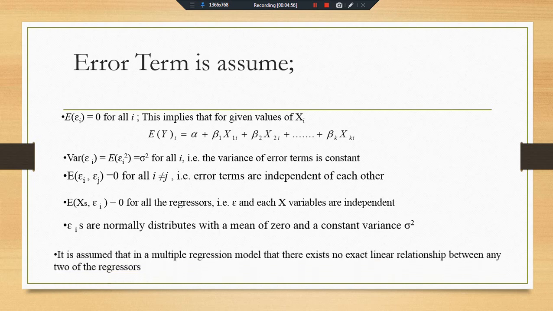Last one. It is assumed in a multiple regression model that there is no exact relationship between the independent variables, any two or more independent variables. Like if we have x1, x2 and x3 here, x2 and x3 are not correlated with one another. They are independent of each other. If they are correlated with one another, this is known as multicollinearity. We will discuss multicollinearity in another video.